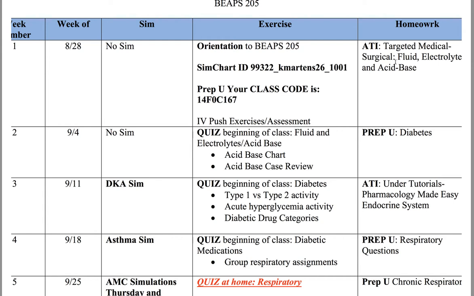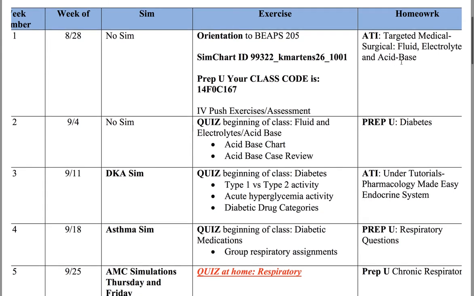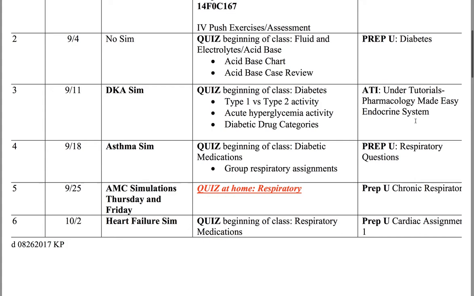The other change is that there is homework now. There's ATI, Med-Surg, fluid electrolyte, and acid base homework here. And then you have Prep U's. Prep U's have to be a mastery level of 3. We have decreased the mastery level, so it's not as high. It shouldn't take very long, but these will help you prepare not only for your exams, but also for your activities in BEEPS. The homework is to be submitted by the Saturday morning after that week.